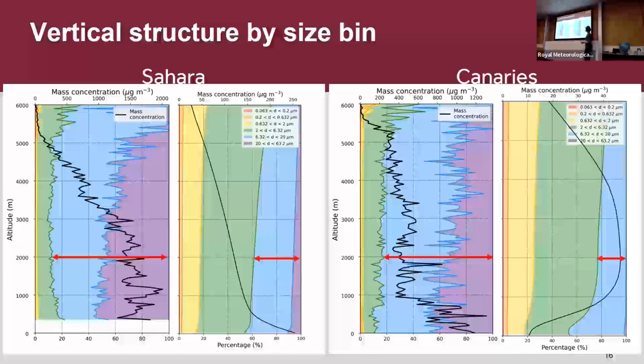And then again, at the Canaries, it's a very similar story, except now the model is really struggling to represent those purple particles. Those largest particles, there's only a little slither of them in the bottom kilometer. And that's just as soon as you get off the coast of Africa, all of these coarse particles just drop out, but that's clearly not what we're seeing in the observations.